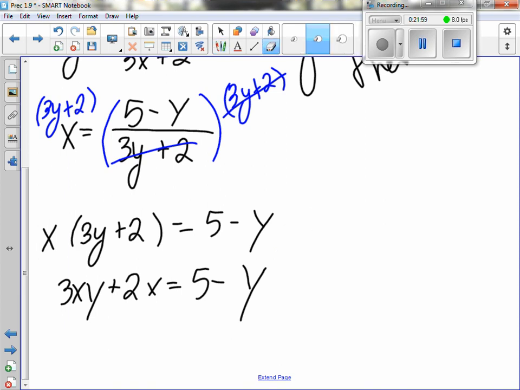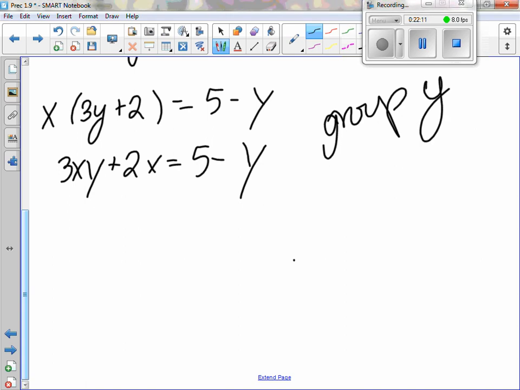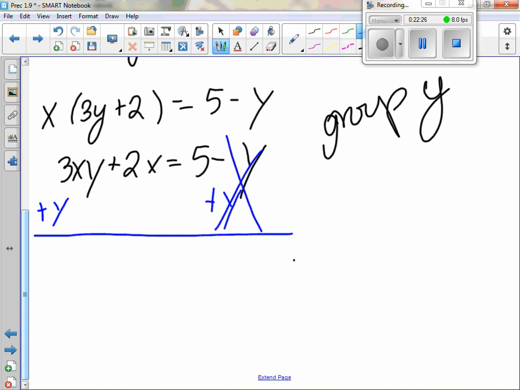Now this is what I said a few minutes ago where I said we're going to group the y's. That's what we're going to do here. That's what we were aiming at. We're grouping the y's. I want all the y's on one side, every term with y on one side, and I want every other term on the other side. I'm just going to add y. It doesn't matter which direction we go. I'm going to add y over here. Add y to both sides because these two will cancel.